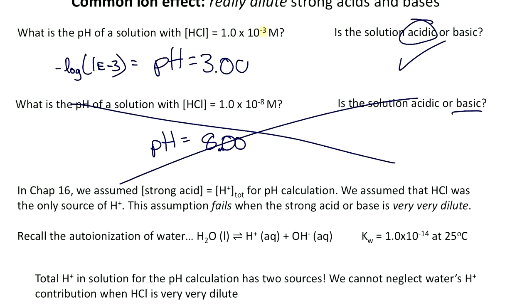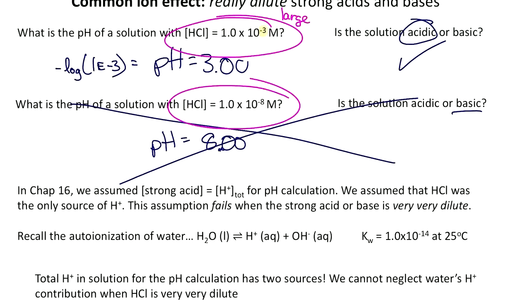So the big difference between these two questions, 10 to the negative 3, 10 to the negative 8, all right? This concentration is very large, versus when HCl is really dilute, this is a very small concentration, right? HCl is only contributing a little bit of H+.